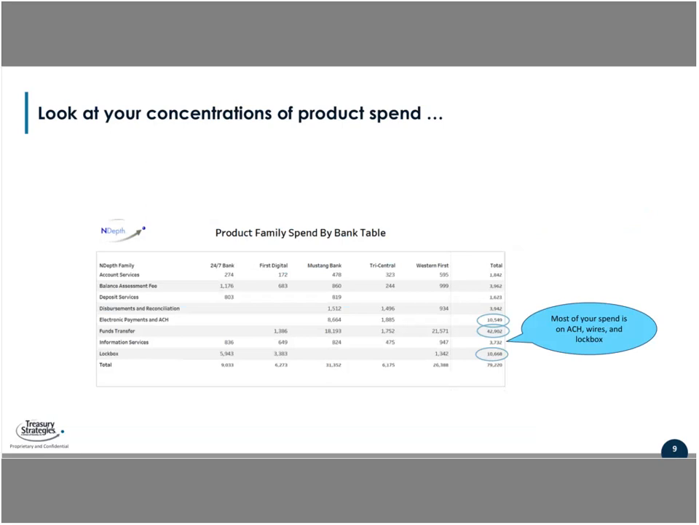In this company, they're buying about 8 different product families across their 5 different banks. But in the totals that I've circled, you can see that most of their spend is on only 3 product families. It's on ACH, wires, and lockbox. And so if I'm looking at these analyses and trying to find some opportunities in them, I'm going to focus first on my big spend areas. So I'm going to focus on ACH, wires, and lockbox.